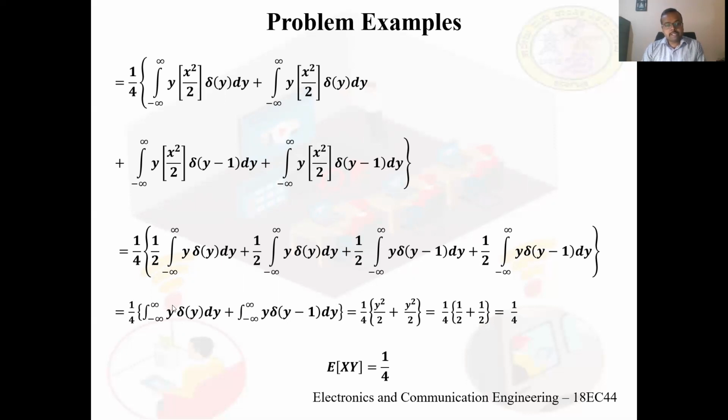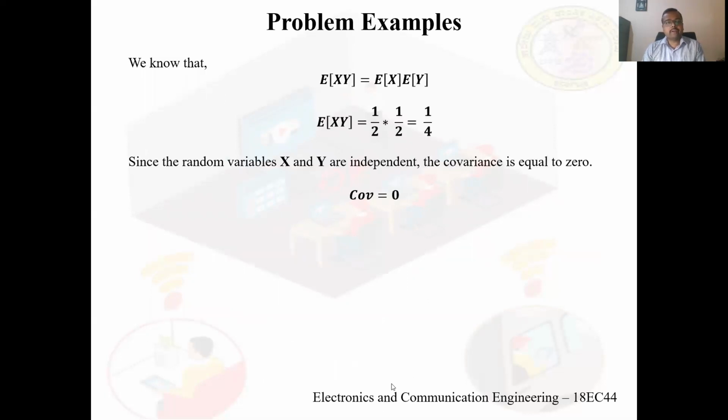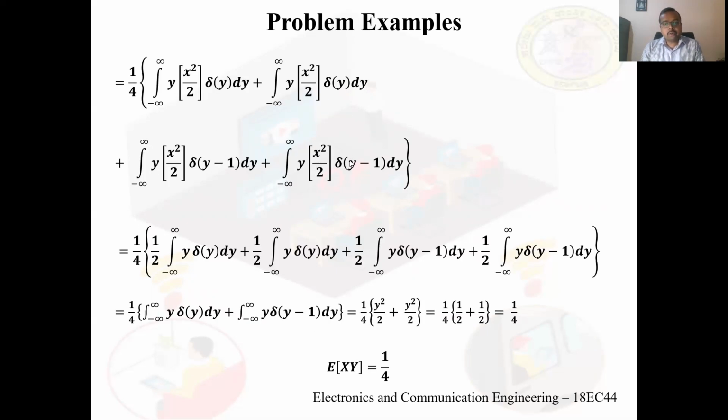Now evaluate this integration, you get y square by 2 plus y square by 2. And this will be 1 by 2 plus 1 by 2, and so you get 1 by 4 here. So what is the correlation of random variables x and y? It is equal to 1 by 4 here. Now we know that expectation of xy is equal to expectation of x times expectation of y for independent random variables, right? Now, what is the expectation of xy? We got it as 1 by 4 here.